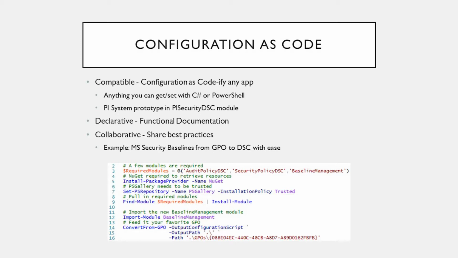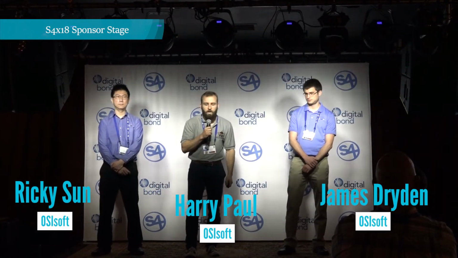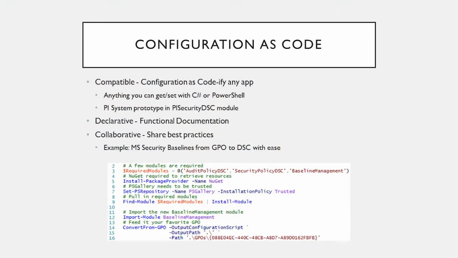And so the prototype is the PySecurity DSC module that we have in our GitHub repository. And again, we like it because it has this declarative format, so it can act as functional documentation. And it makes collaborative work easier because, for example, you can share best practices. Microsoft publishes all of their security baselines for their OS as GPOs. And there's a baseline management module where you can port those GPOs to the DSC format with a one-liner. Those other lines above it are just to install the different modules.